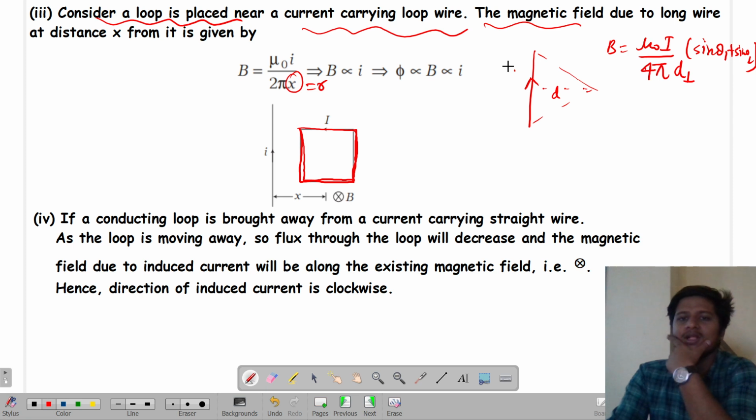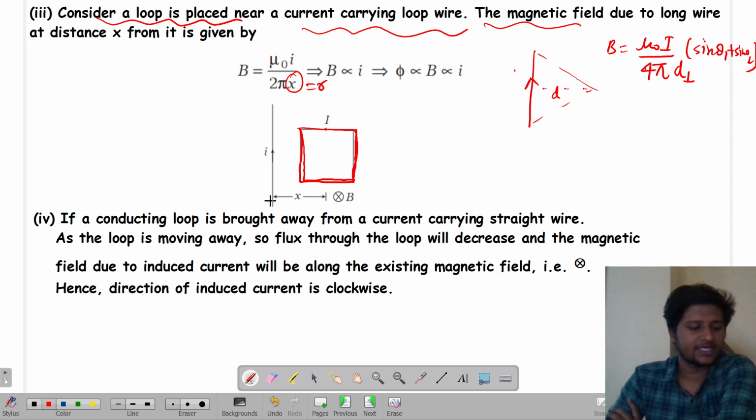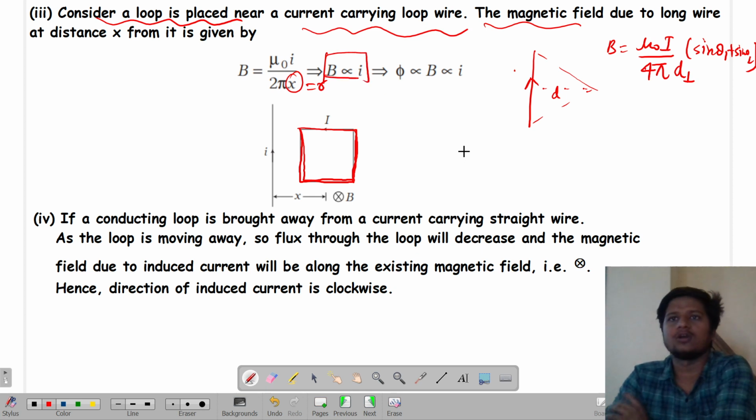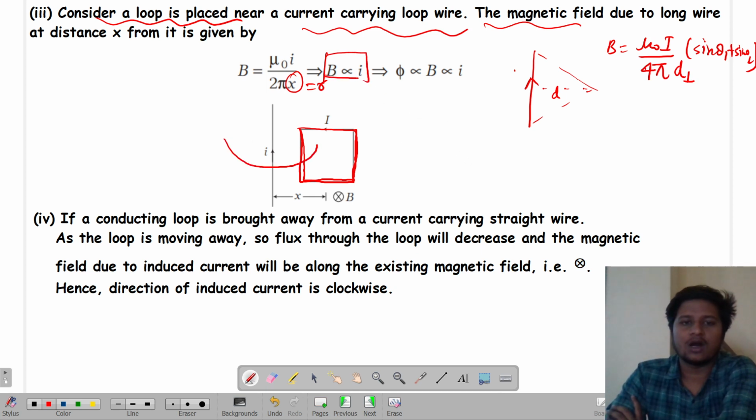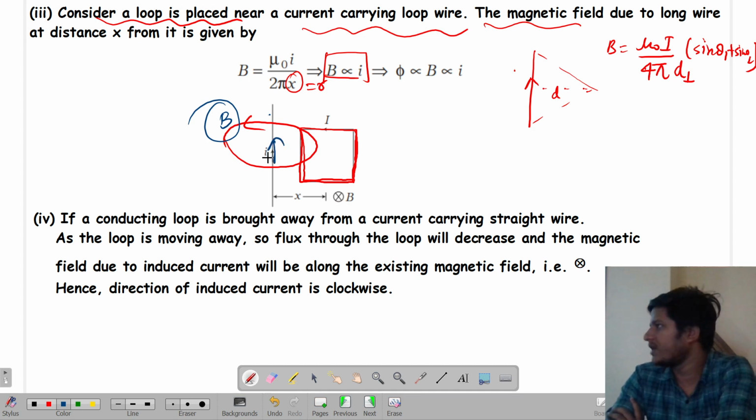So that means, if you have any kind of straight current carrying conductor, the magnetic field is directly proportional to the current in it. Yes or no? So for this, let's suppose the magnetic field will be generated in this way. So this magnetic field is going to be perpendicular to the current which is over here.